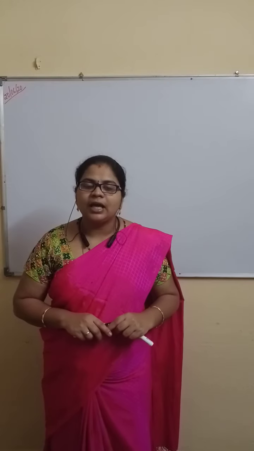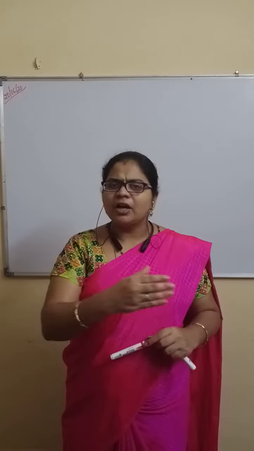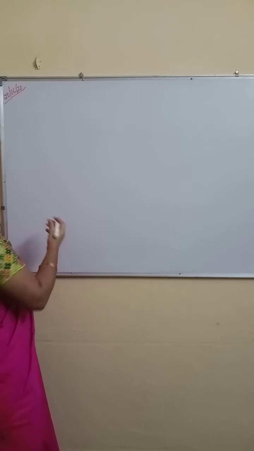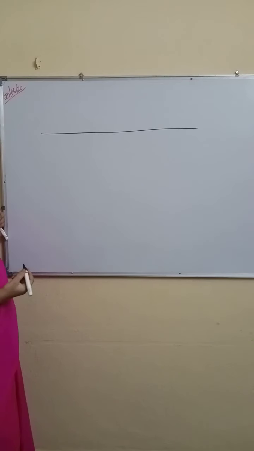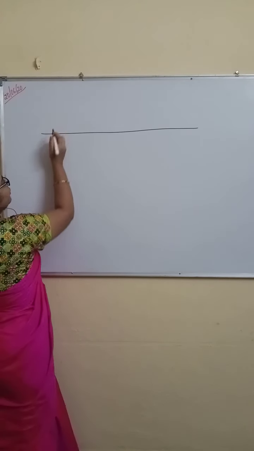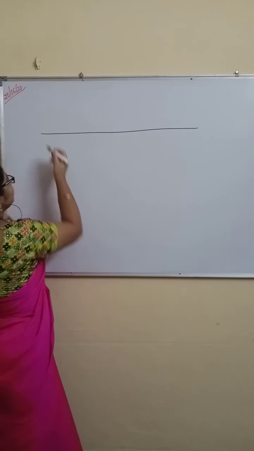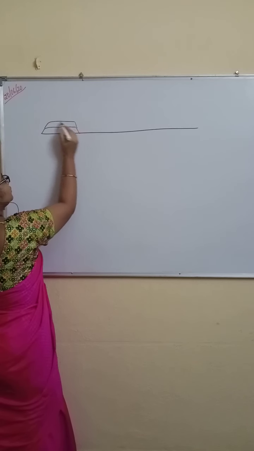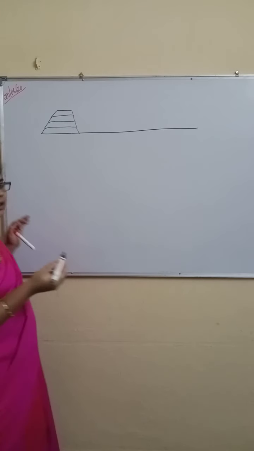Now how to find the acceleration for a body when it is moving along an inclined position. So let's see. To find out the acceleration, this is the floor. Okay, now here to create the inclined position, we have to keep the books one by one. So all these are your textbooks.